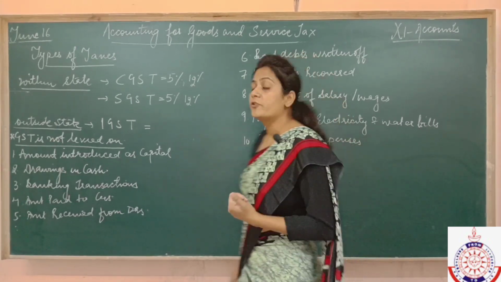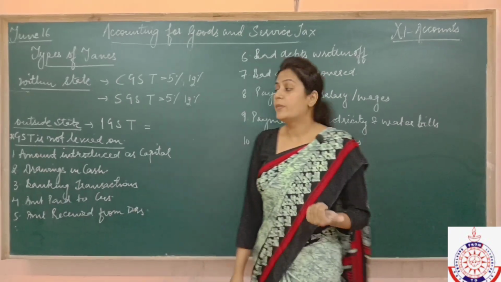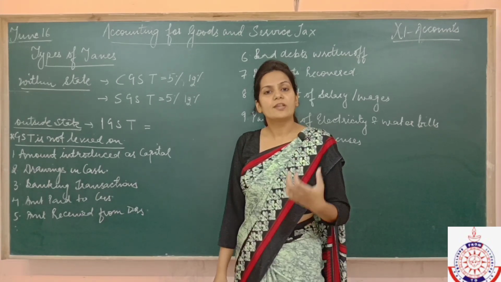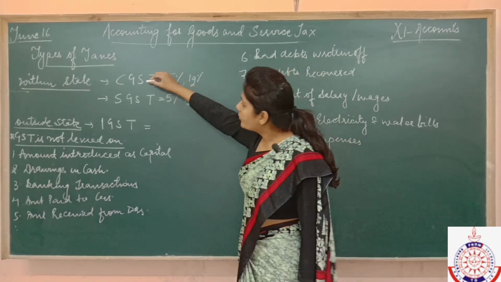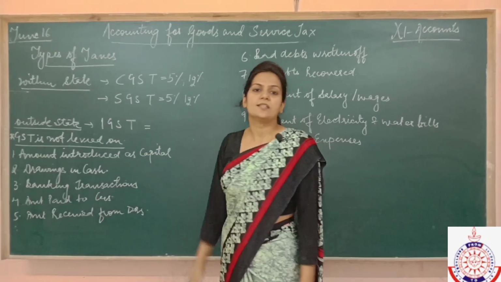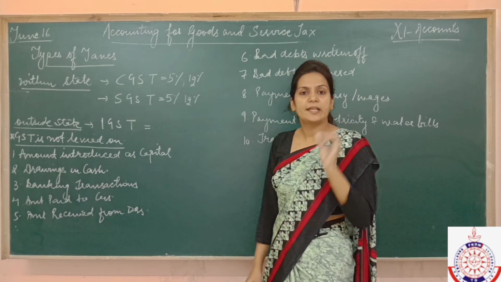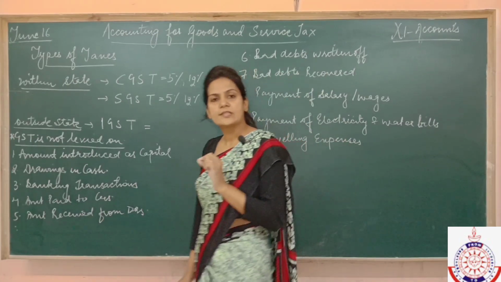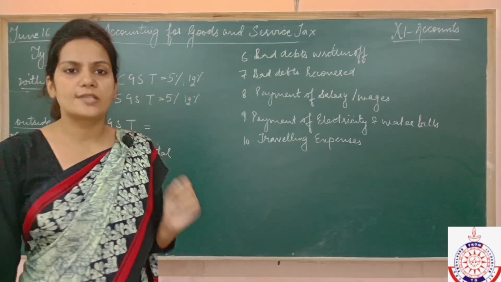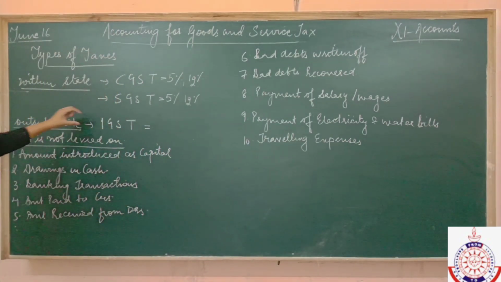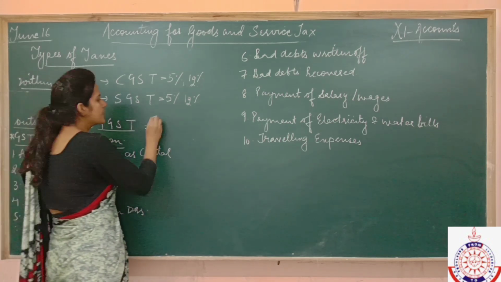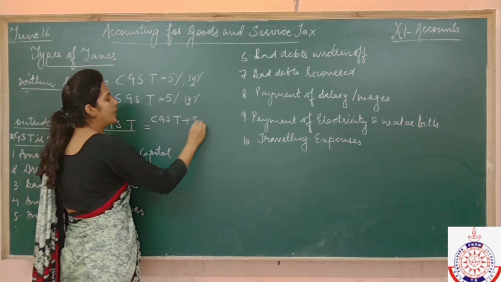But now what if you sell the goods outside the state? It means that the one who is living in Haryana, if selling the goods to the one who is living in Delhi, then he need not pay CGST and SGST. He will pay IGST. IGST means Integrated Goods and Service Tax. Why do I call it integrated? Because the formula for calculating IGST is CGST plus SGST.